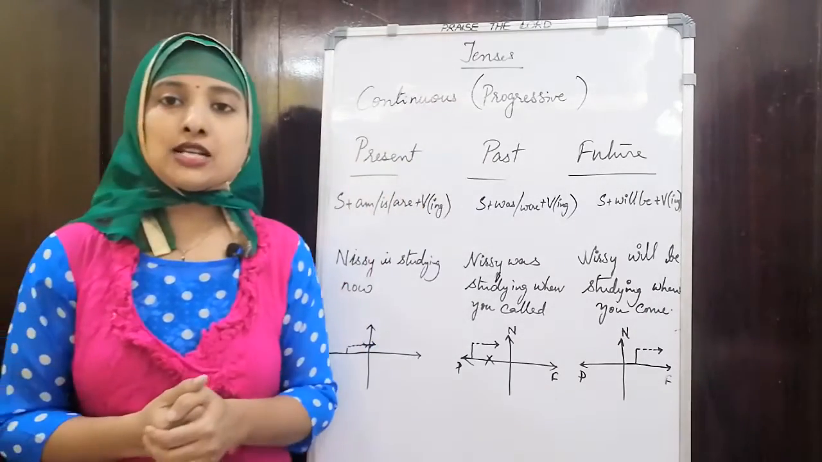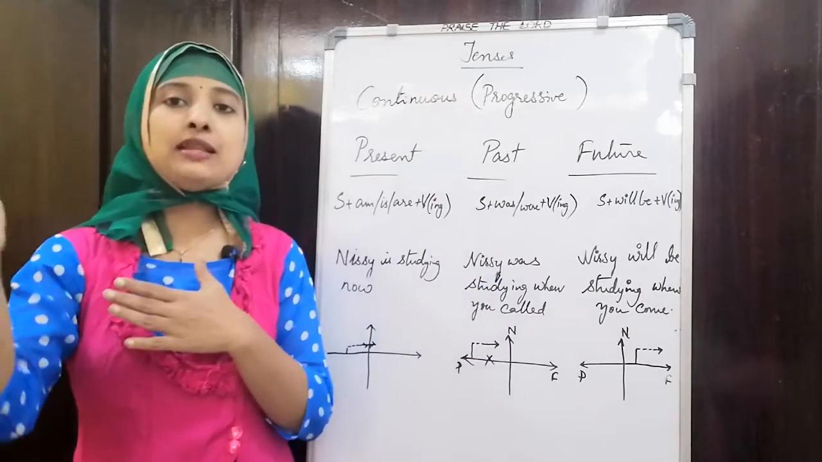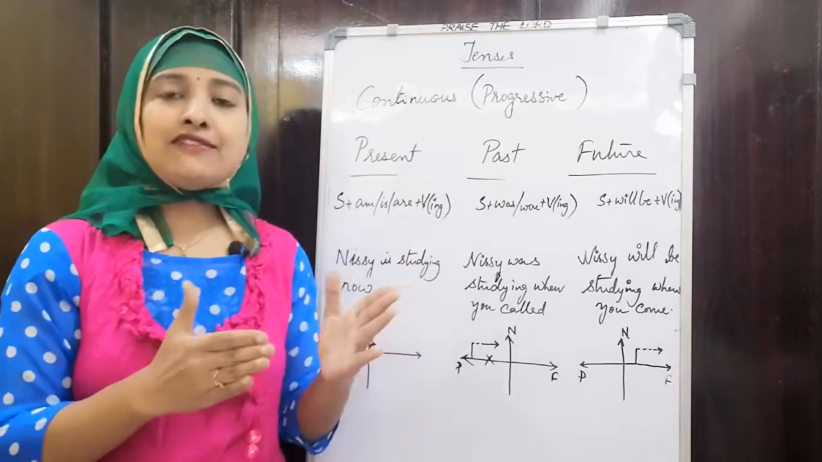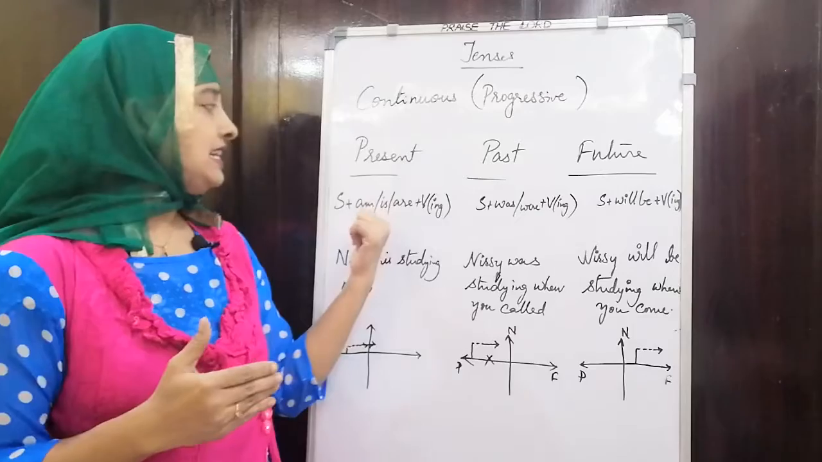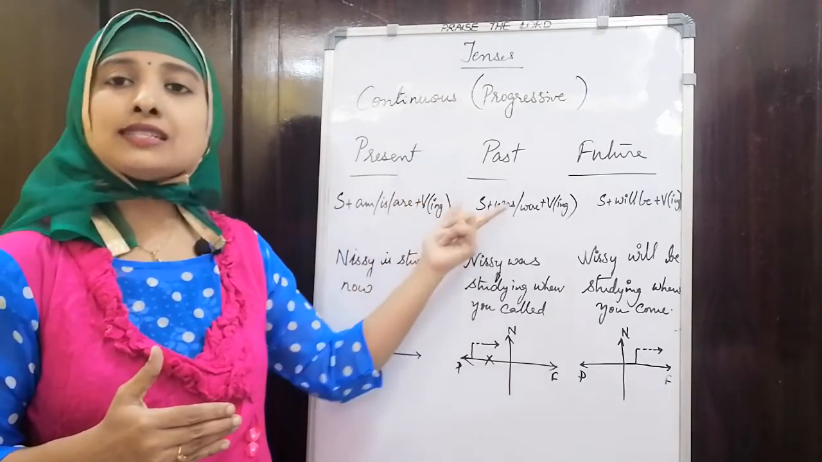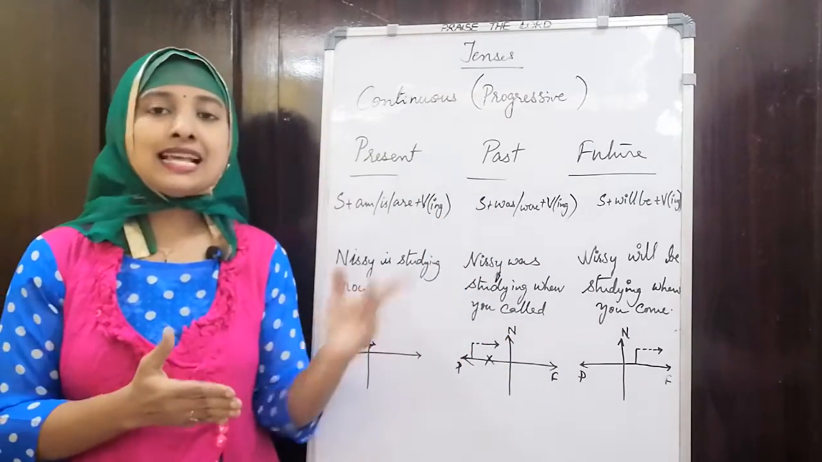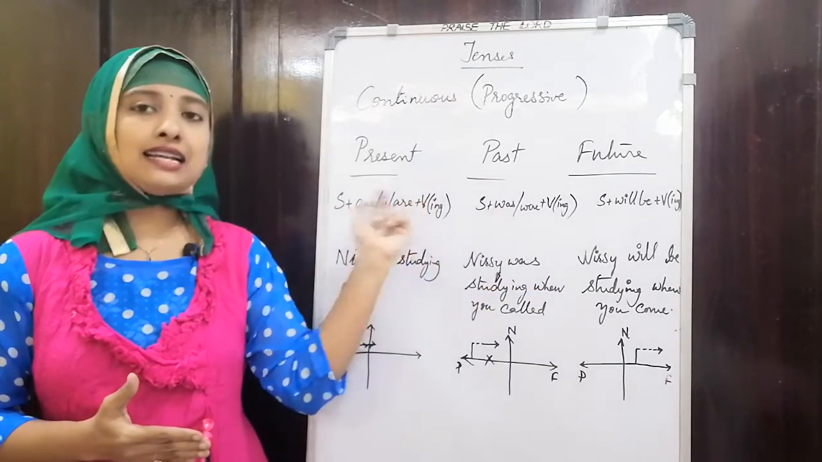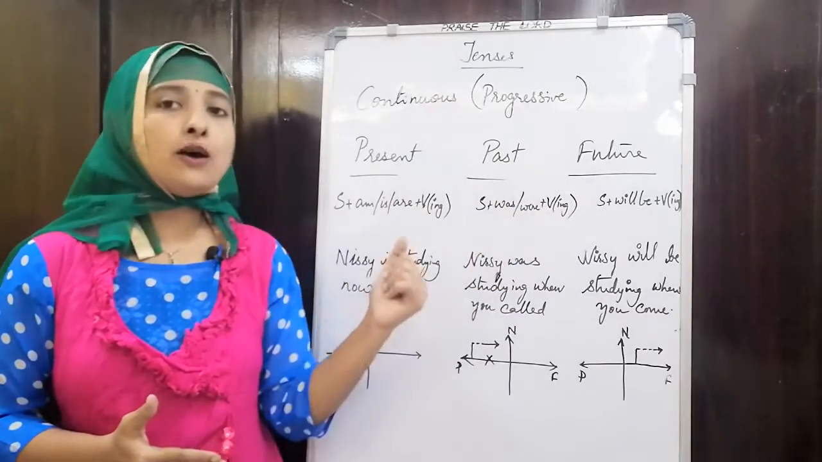Coming to past continuous tense, an action which took place in the past and it was continuing in the past. When some other event took place, before that event took place, the action was still going on. Because here in present we are using am, is, are, in past we will be using was or were. So instead of am and is we will be using was, and instead of are we will be using were. So am, is, are is replaced by was or were. Subject plus was or were plus ing form of the verb.